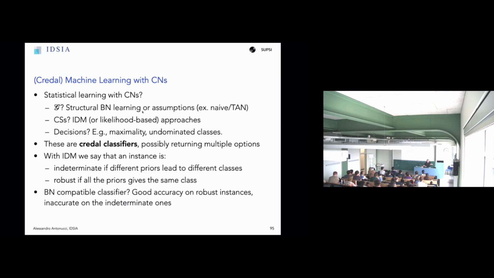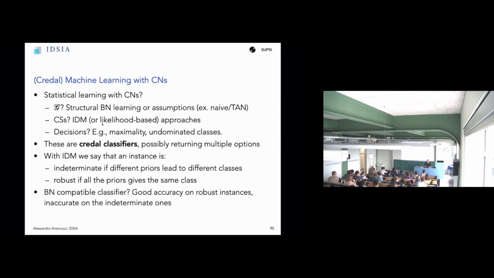Once you have the graph, you need to quantify by means of imprecise probability, by means of credal sets, your local models. For instance, in the naive case, for the feature given the class. What is typically used is the imprecise Dirichlet model, which is a statistical way to learn credal sets from data. Once you have the credal network, you can do classification by querying the credal network. Basically, you compute the probability for the class given the features. This is a credal classifier.